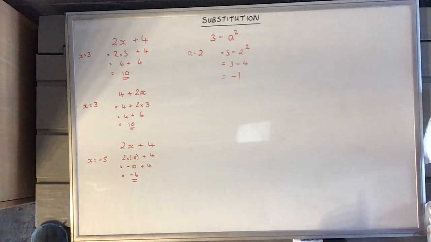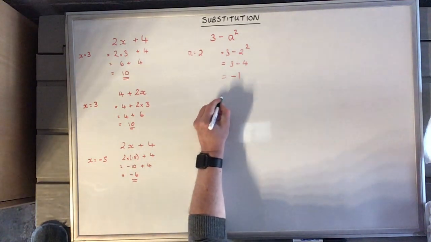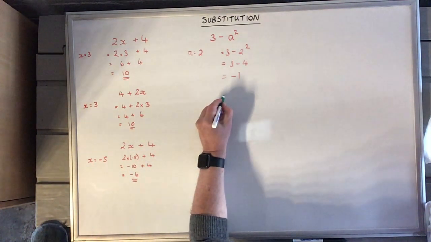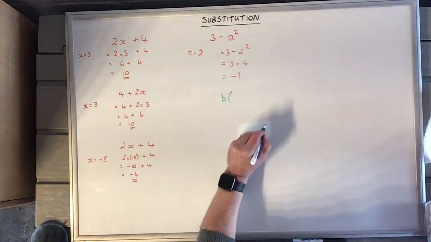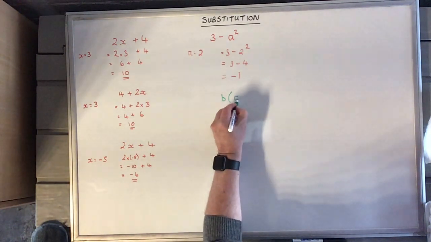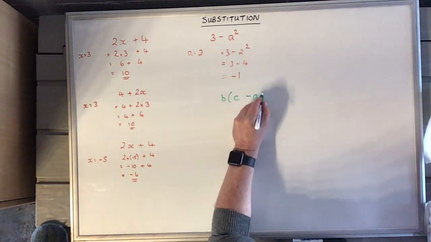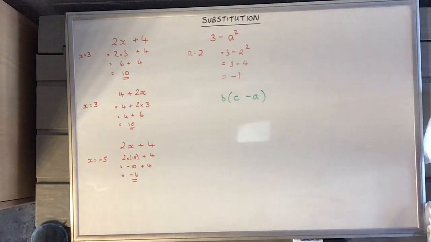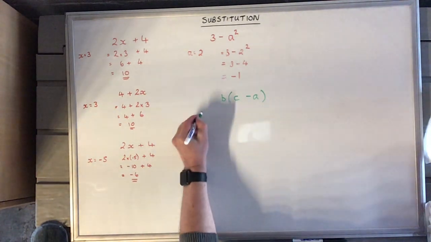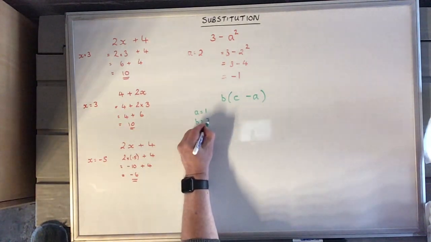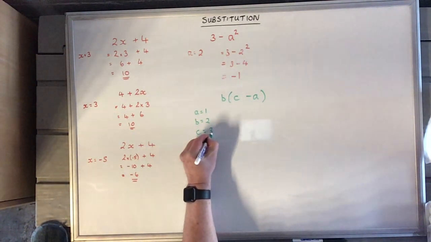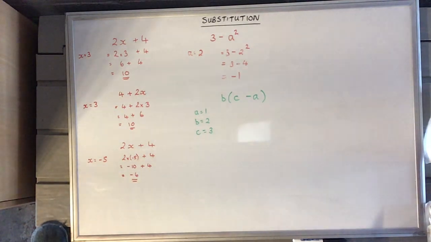Let's make it a wee bit harder again, and we'll put a bracket in this time. So let's make up an expression. Let's make it b bracket c minus a. So this time it's all letters. Well, we have to know what the letters stand for before we can work out the expression. So let's just make it up. Let a equal 1, b equal 2, and c equal 3. Just make the numbers nice and easy.